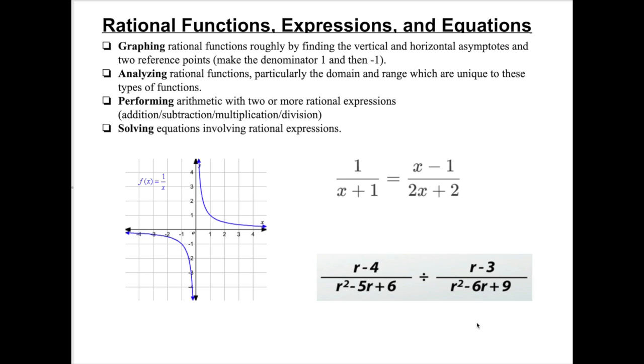Okay, so you can see here I've got an example of a rational graph, a rational equation, and a rational expression. Notice the equation has an equal sign, so I'm going to want to know what the variable is equal to, whereas the expression does not, and I'm going to simply ask you to simplify.